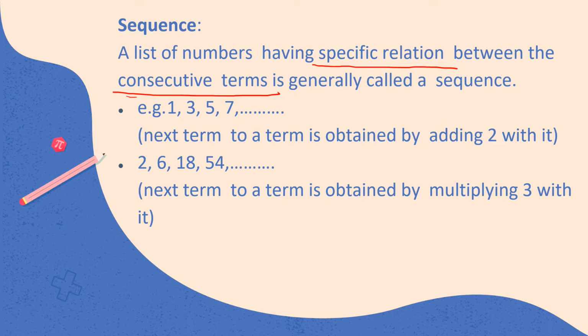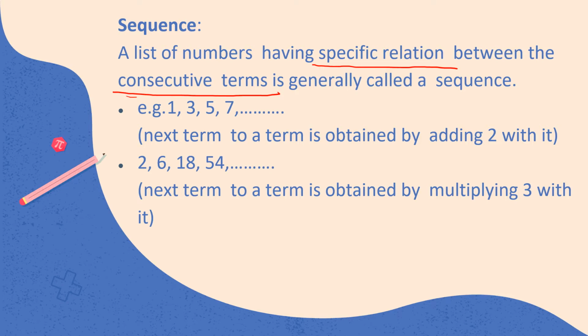In this case, the relationship between these numbers is that the next term, n plus 1, has a difference of d, which is 2. So what is n plus 1 and d? We will learn in the next slide.